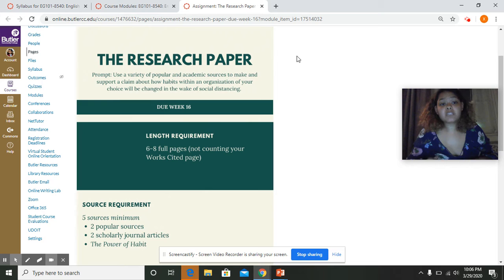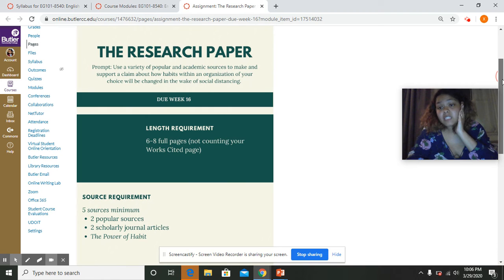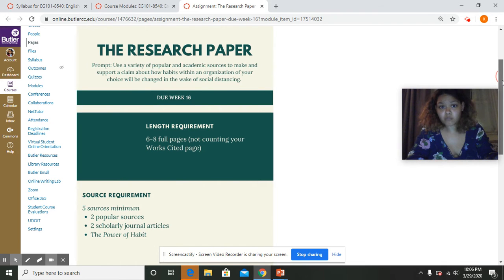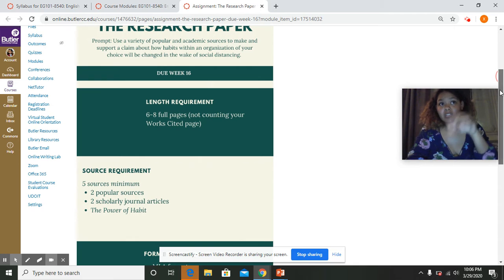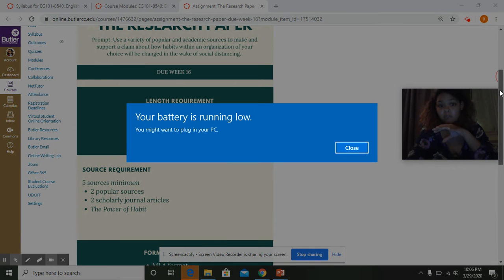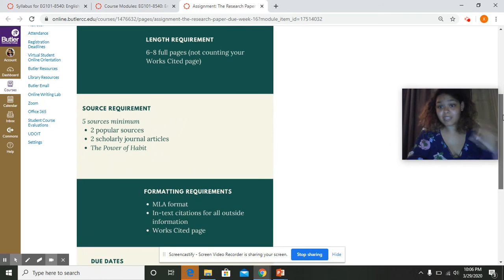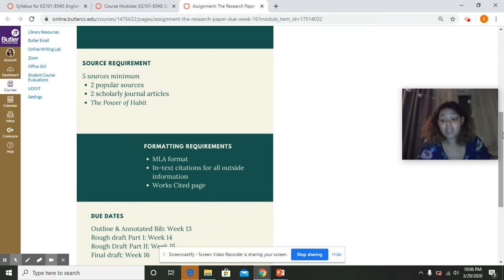And what we're going to use this paper to do is make and support a claim about how habits within an organization of your choice will be changed or might be changed in the wake of social distancing. So if you were planning for Synthesis 2 to look at your workplace or to look at your school, you can still keep those ideas. We are just now applying it more specifically to what we're experiencing with the pandemic, so that hopefully as you're engaging with the news and different sources of information each day, you will be able to work on your research paper at the same time.